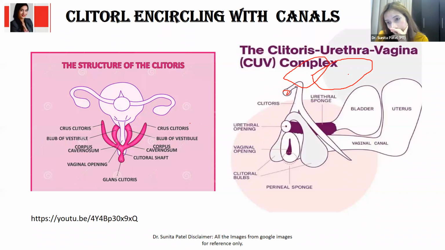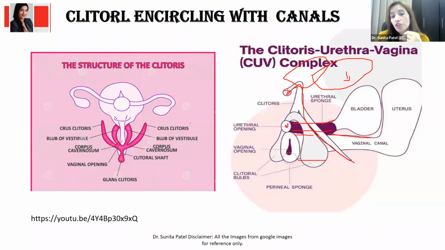Now you can compare: behind the pubic symphysis, we have the bladder lying. And this bladder has a urethra. This urethra is going to pass through here, and we saw a video also. I shared the video with you, showing how it is passing. Very near, the vagina is also passing. So it is encircling both the vagina as well as the urethra.